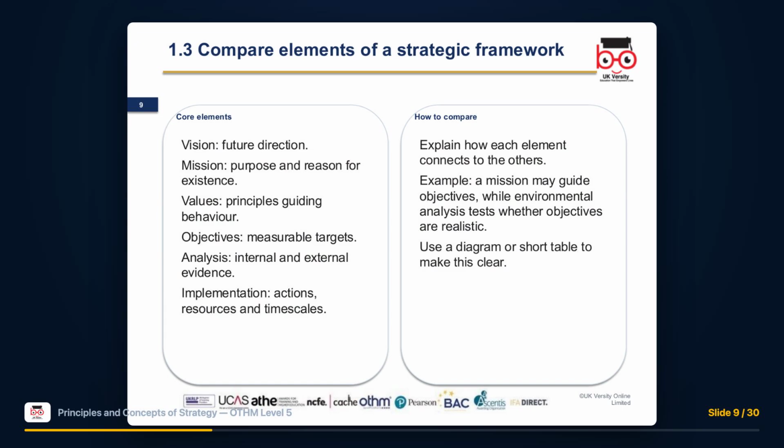For Criterion 1.3, compare the elements of a strategic framework: vision, the future direction; mission, the purpose; values, the guiding principles; objectives, the measurable targets; analysis, the internal and external evidence; and implementation, the actions, resources, and timescales. Explain how each element connects to the others, for example, how a mission guides objectives, while analysis tests whether they're realistic, and use a diagram or table to make it clear.